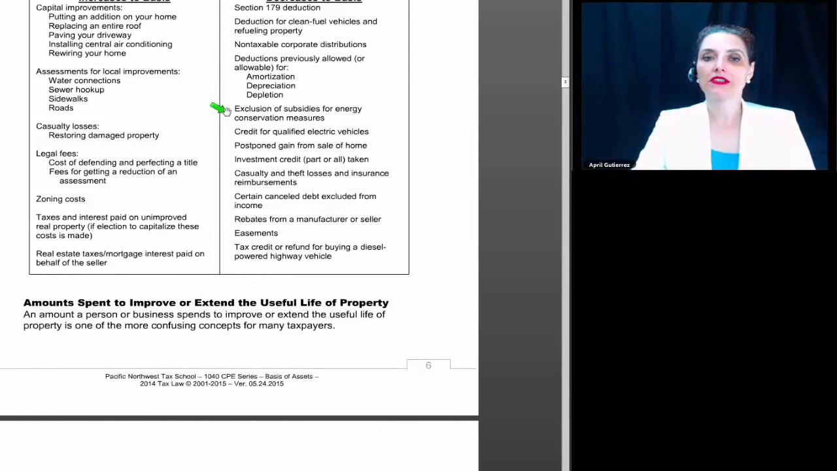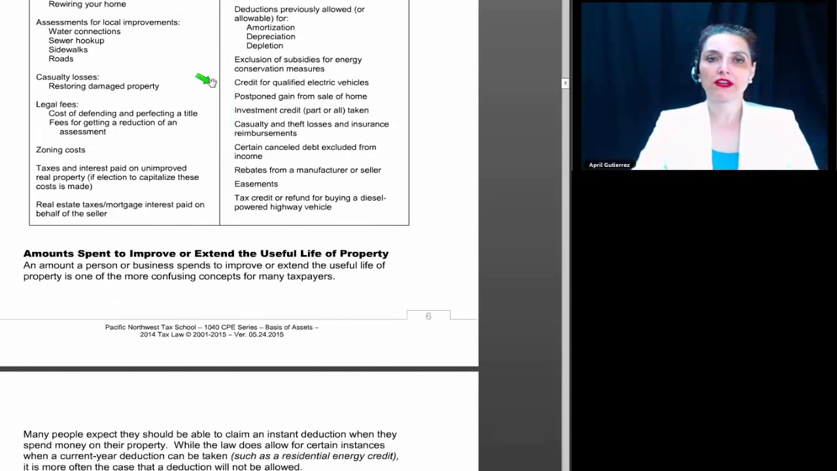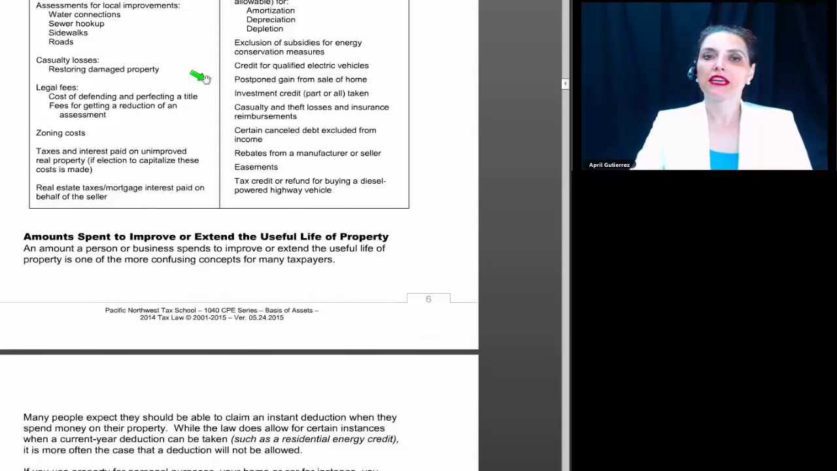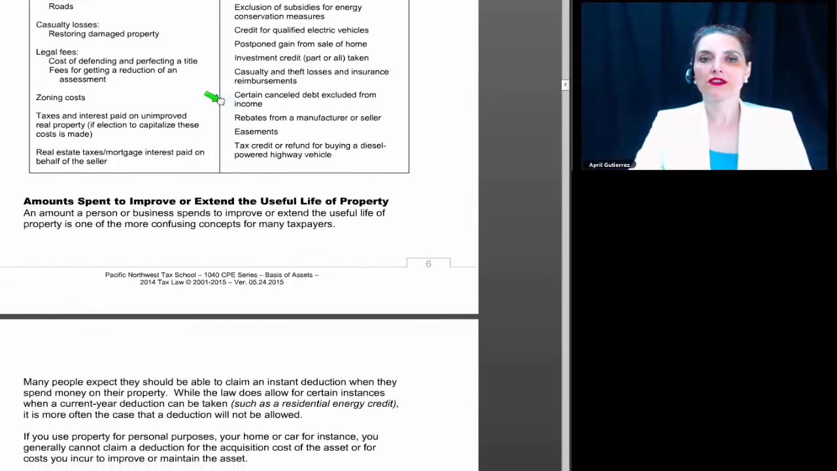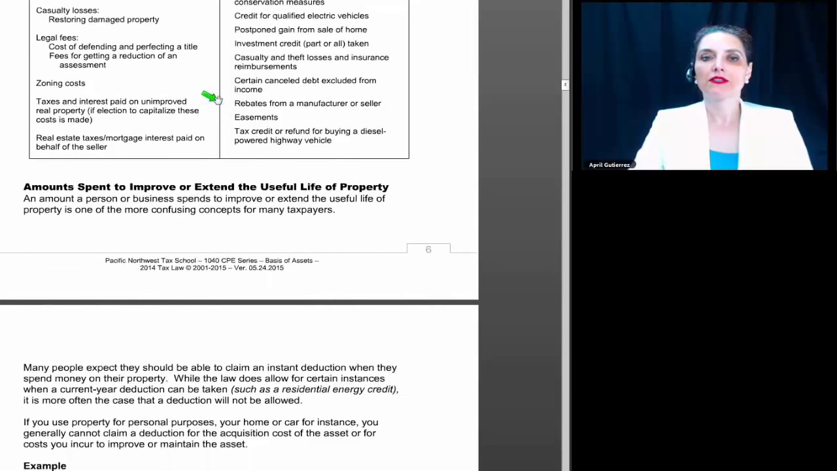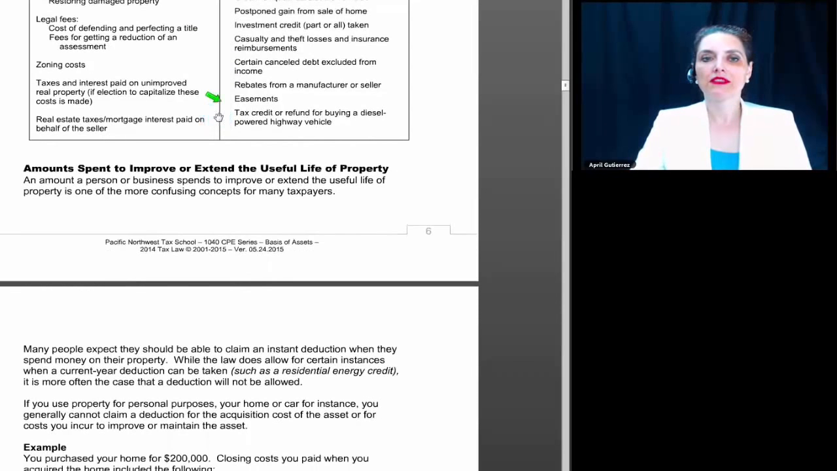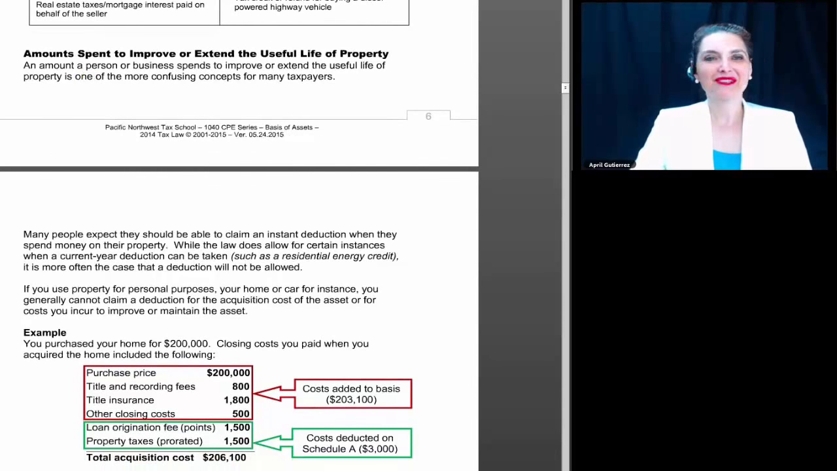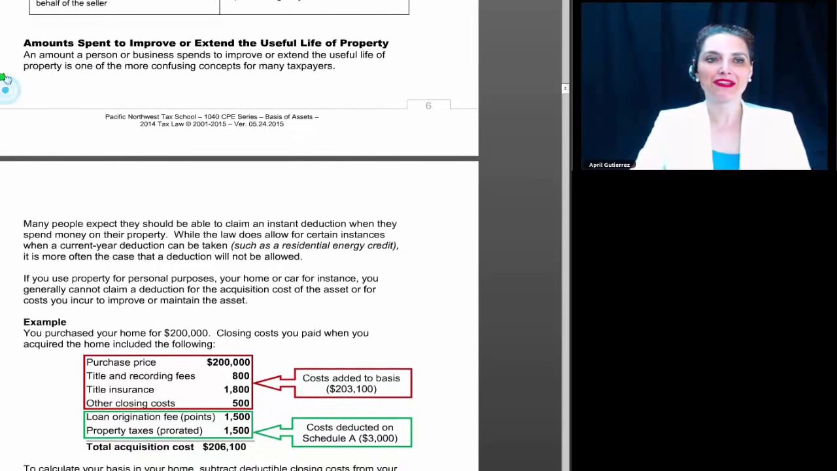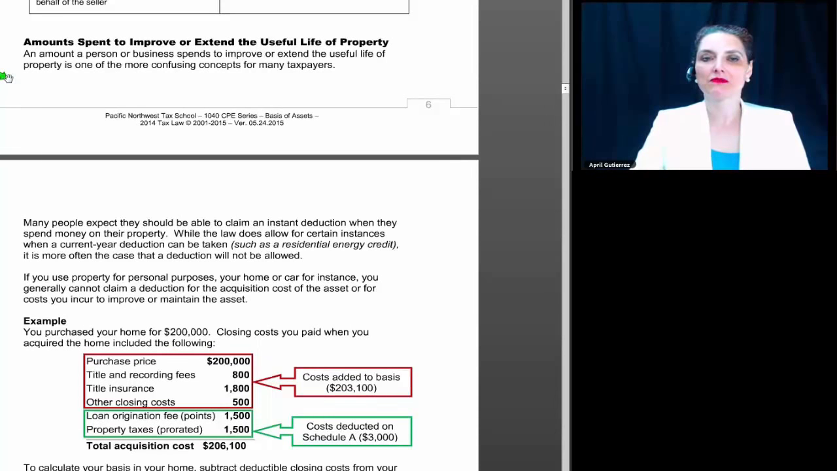Also, exclusion for subsidies for energy conservation measures, the credit for qualified electric vehicles, postponed gain from the sale of a home, investment credit, part or all that was taken, casualty and theft losses and insurance reimbursements, certain canceled debt excluded from income, rebates from a manufacturer or seller, easements, and tax credit or refund for buying a diesel-powered highway vehicle. So let's look now at amount spent to improve or extend the useful life of property. An amount a person or business spends to improve or extend the useful life of property is one of the more confusing concepts for taxpayers.